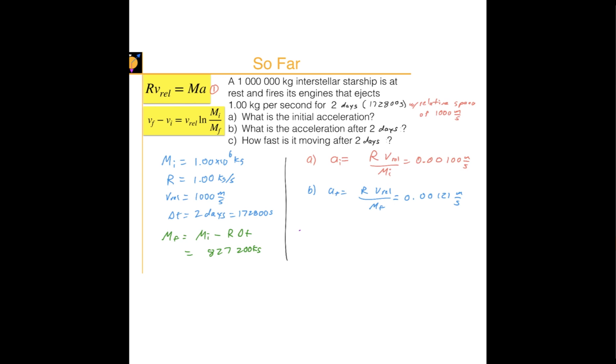If I wanted to calculate how fast it's moving, V final, we're going to use equation 2 here. V final is equal to V initial plus V relative times the natural logarithm of M initial over M final. And when we calculate that number, we get that after 2 days of burning, it's approximately 190 meters per second that it's accelerating at. Rockets are fun.